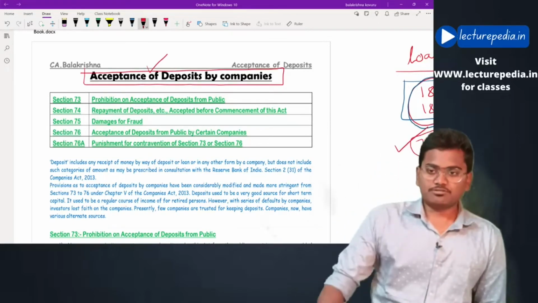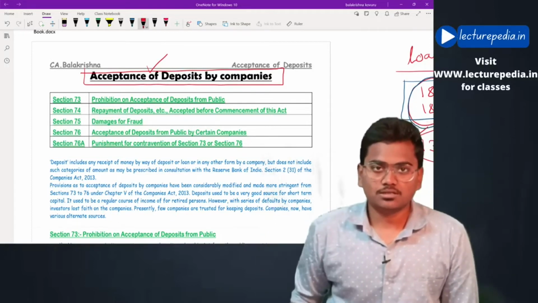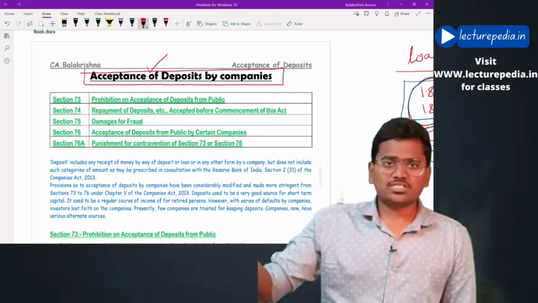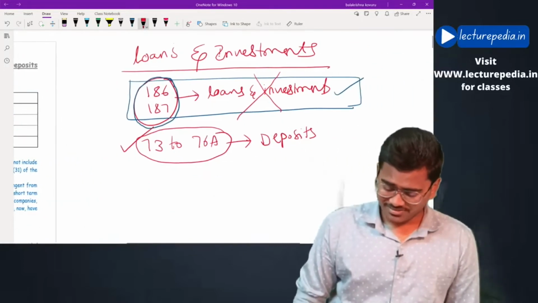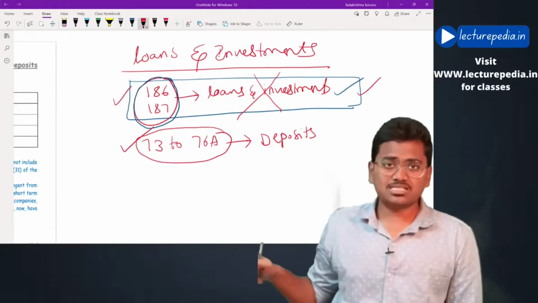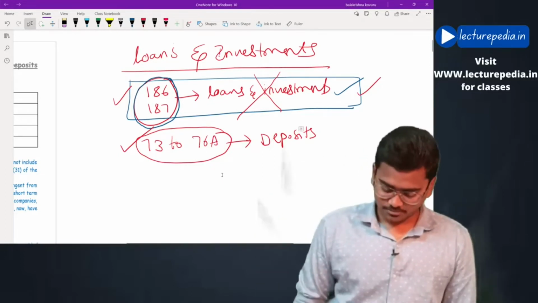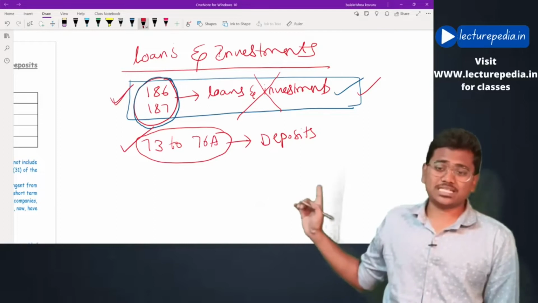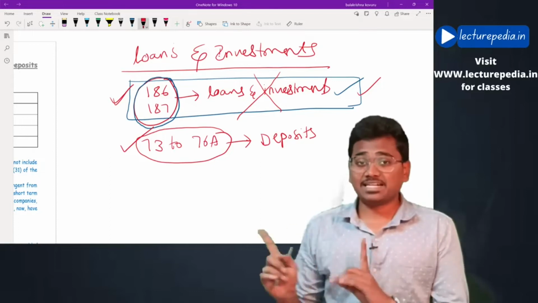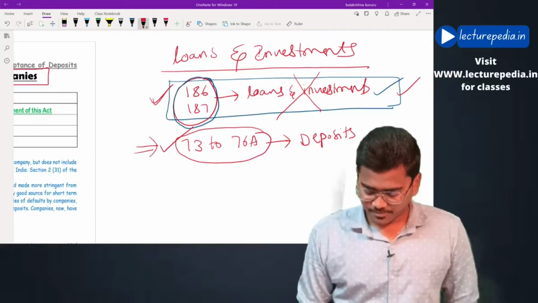Even the institute should have given this name to that chapter, but I don't know why the institute gave the name of the chapter as loans and investments. And even these sections should not be placed in that chapter. If you read these sections in this chapter, you will not be able to understand them. Thereby I am not discussing section number 186 and 187 here. We will be discussing them while covering the directors chapter. Now here we will be exclusively dealing with deposits.